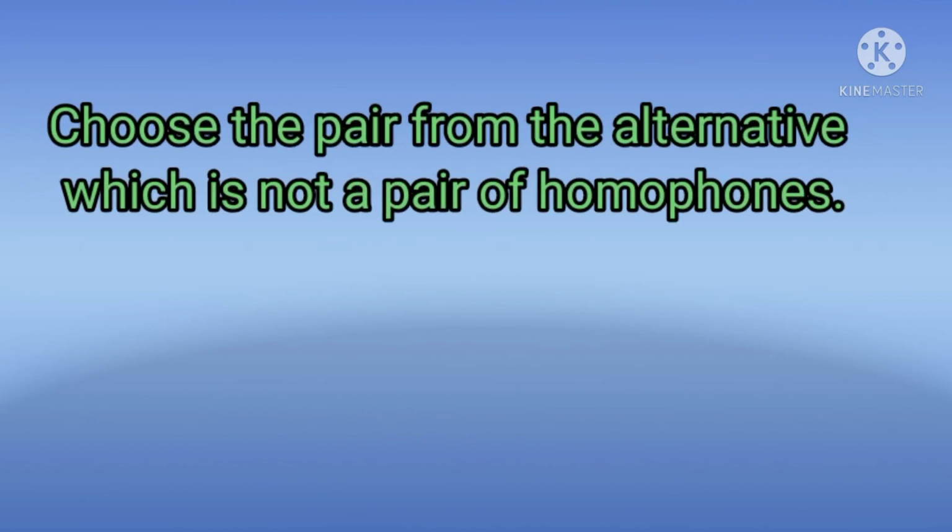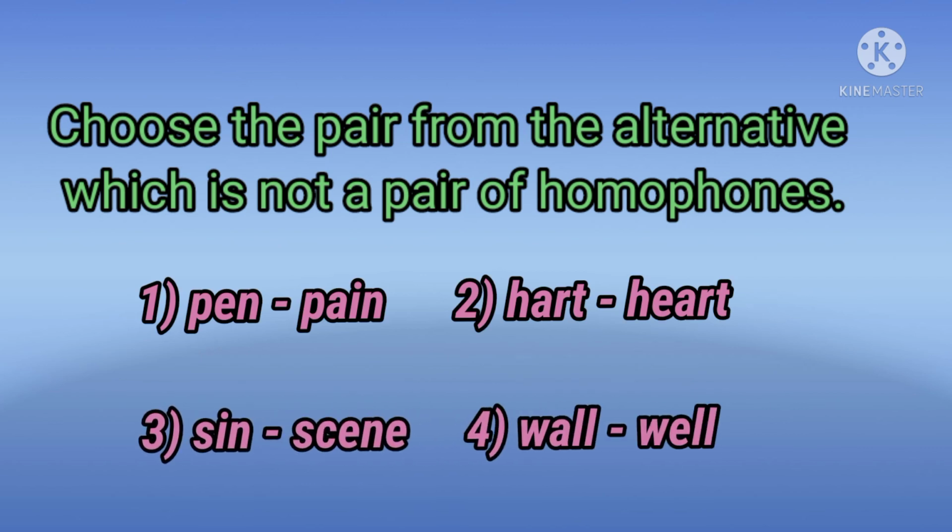Our next question. Choose the pair from the alternatives which is not a pair of homophones. Which is not a pair of homophones? First one is pain, pane. Second is heart, hart. Third is scene, seen. And fourth is wall, well. And our option 4 is the answer, wall, well. These are not homophones.